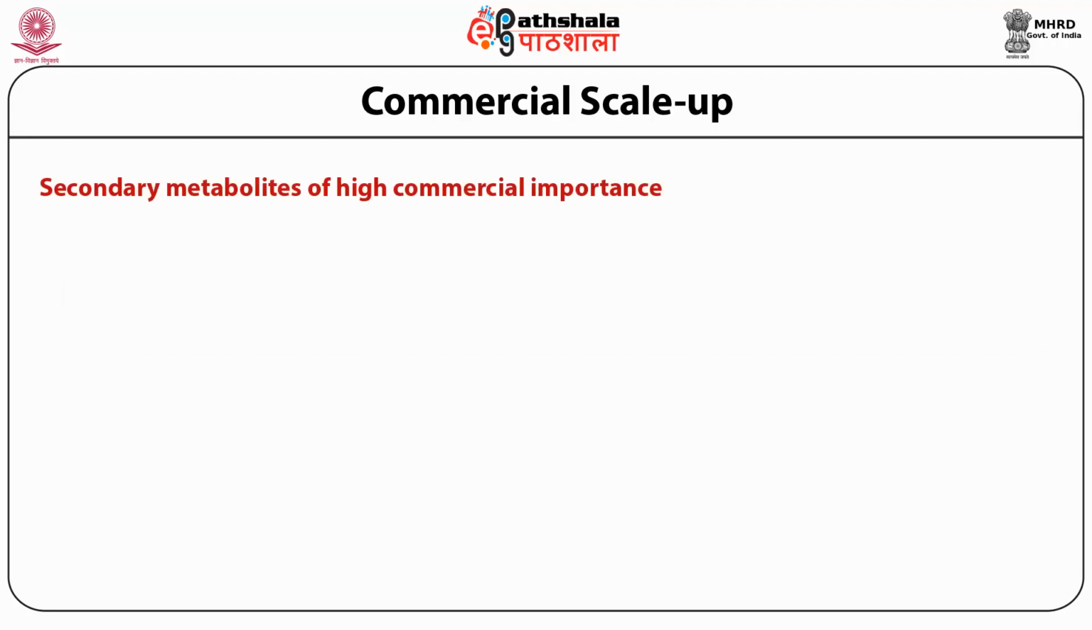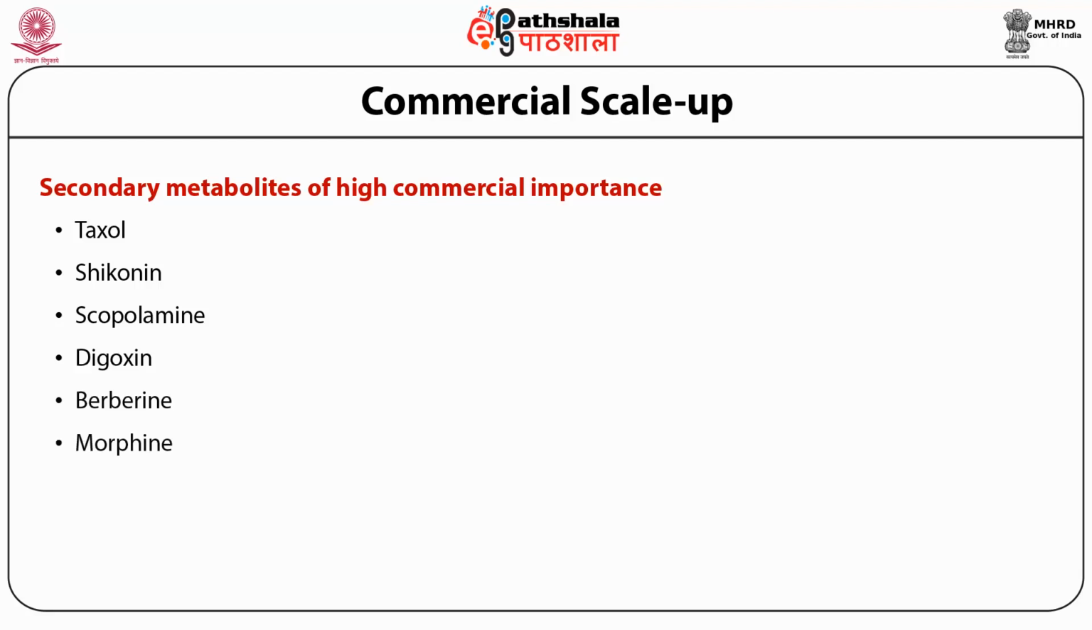Some of the secondary metabolites which have commercial importance and are being produced at commercial scale are Taxol, Trichonin, Scopolamine, Digoxin, Berberine, Morphine, Quinine, Vinblastine, Atropine.